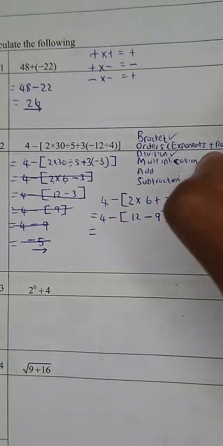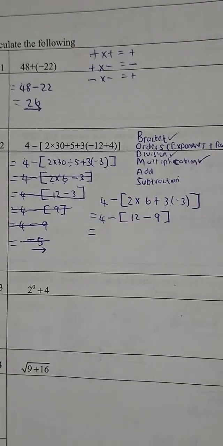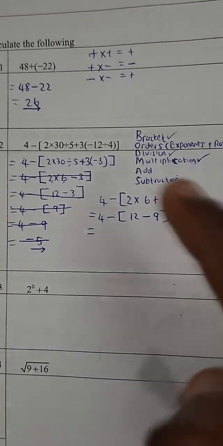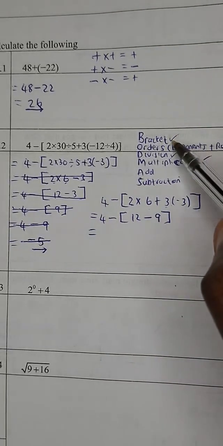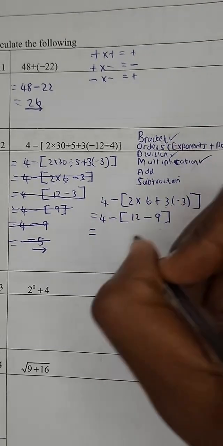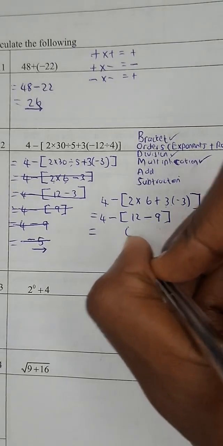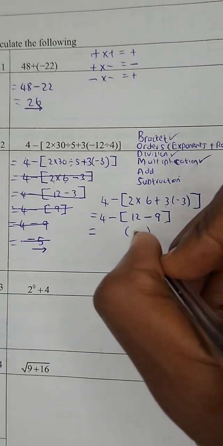Then multiplication, we are done with multiplication. Next step is the bracket now, the big one. So we go back to bracket. 12 minus 9. What's 12 minus 9, guys? 12 minus 9 gives us 3.